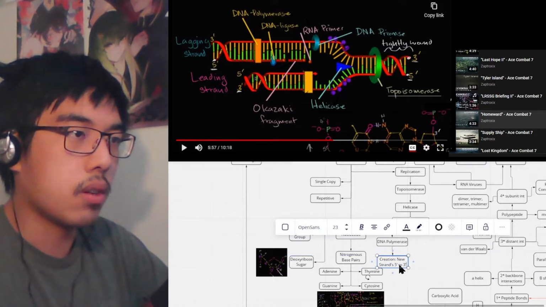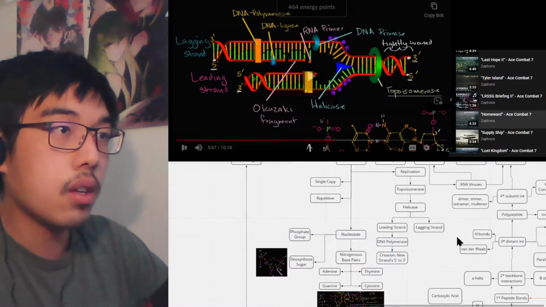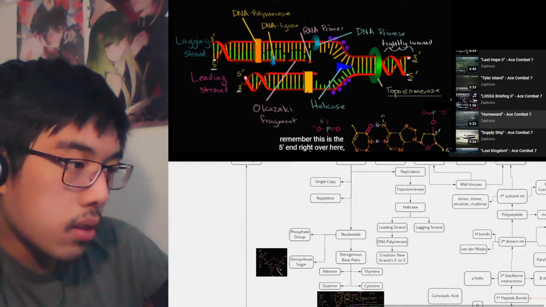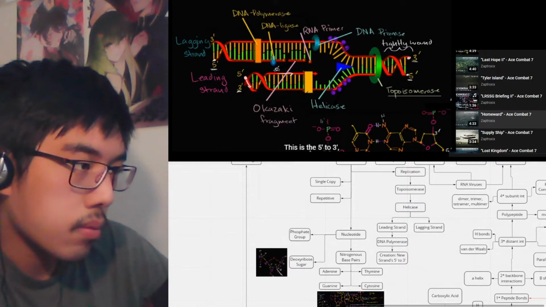Okay. Hopefully I will never be confused ever again. I probably will. This strand is the leading strand. This one actually has it pretty straightforward. So it can add going in that direction, right over here. This is the 5' to 3'.